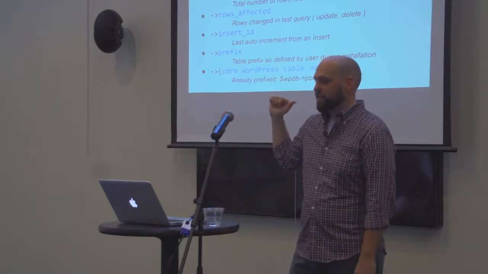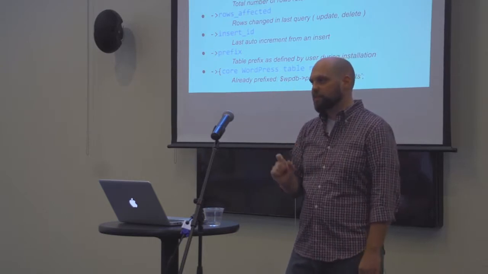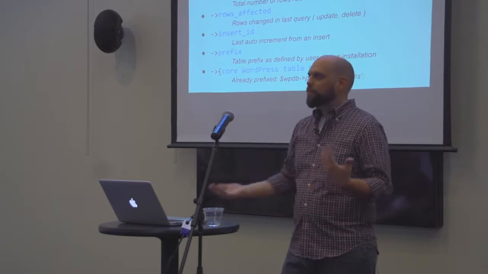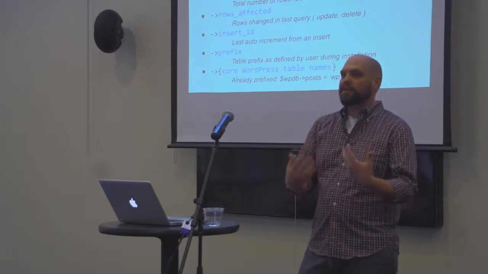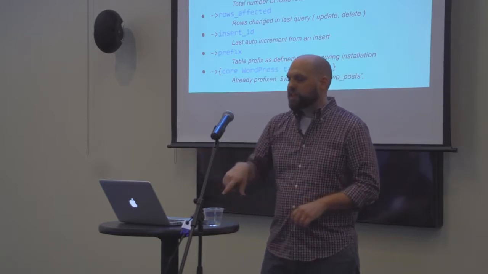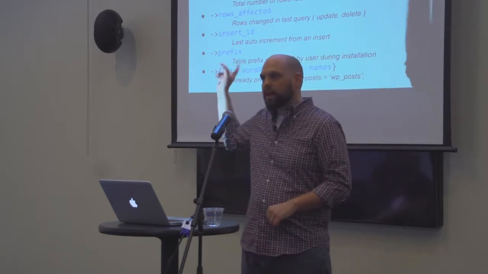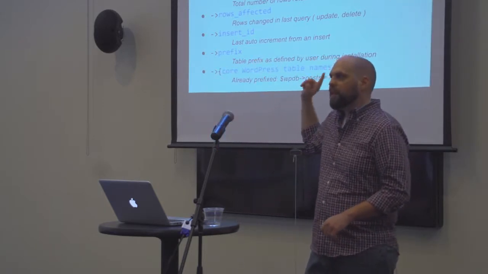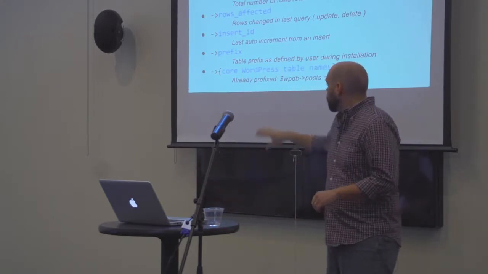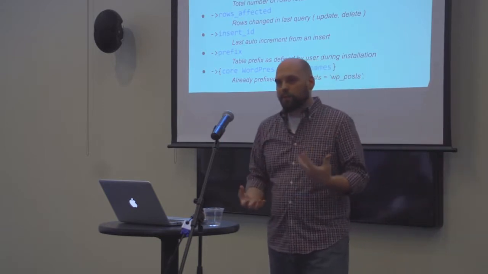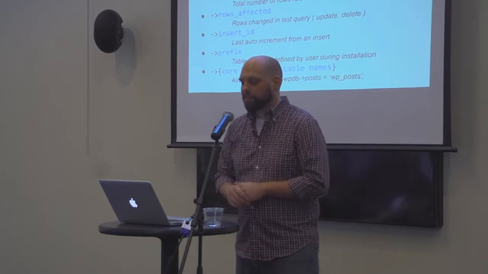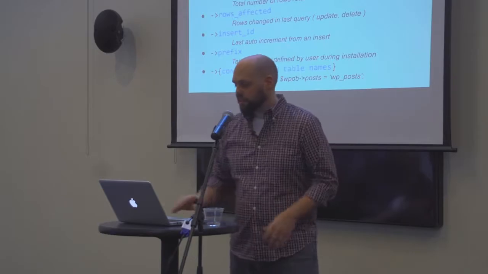The prefix is the prefix on all your WordPress database tables as defined by the user during installation. So probably most of you have installed WordPress before, and it asks you, what is your database prefix? And by default, it's wp underscore. So if you change that, then the wpdb object remembers what you put in during installation, and it's always available to you. Additionally, I didn't want to list them all, but every WordPress core table is also represented by its own property, and it's already prefixed for you. I'll show a little bit of how we'll use those later.